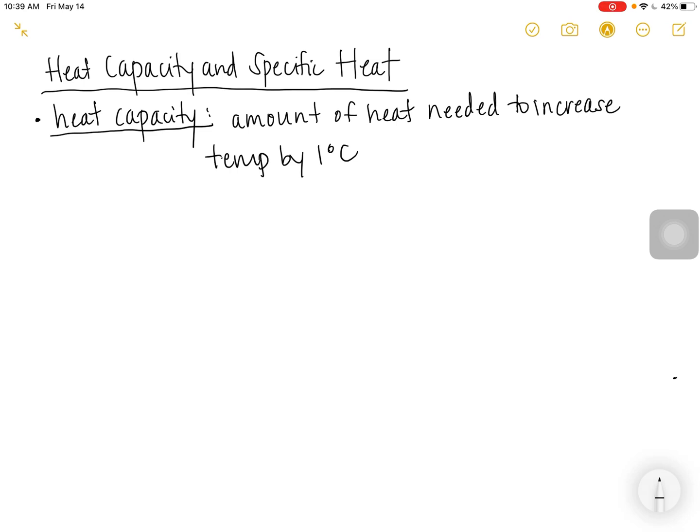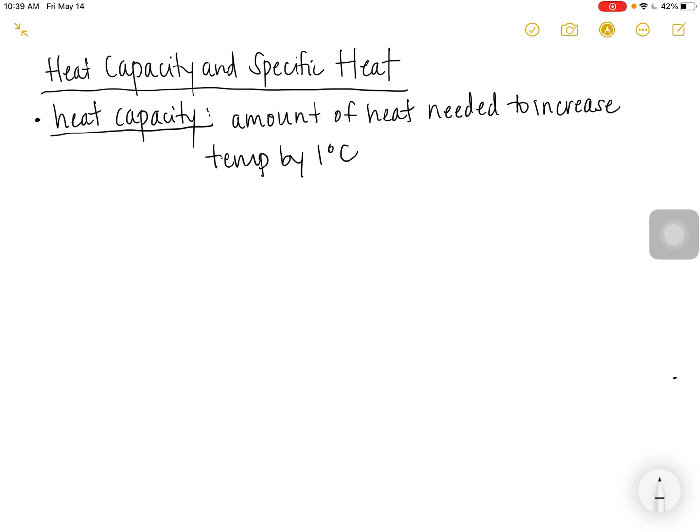So this brings up a couple interesting points. One, it brings up the fact that there's no mass discussion here. So if you're talking about heating water, it would take significantly more heat to raise a gallon's worth of water by 1 degree Celsius than it would a cup's worth of water. Okay, so that's something that we have to think about.